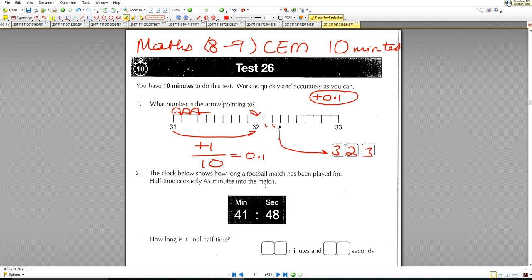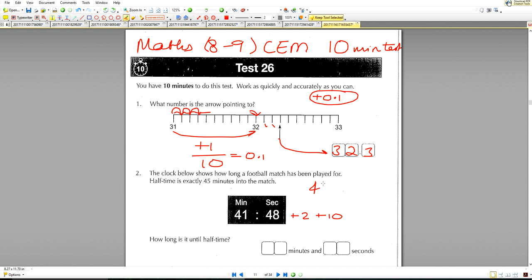Okay, question number 2. The clock below shows how long a football match has been played for. Halftime is exactly 45 minutes into the match. How long is it until halftime? Now, if it's 48 seconds and we add another 2 seconds, that gives you 50. Add another 10 seconds, that gives you the next minute. So that'll take that 41 up to 42.